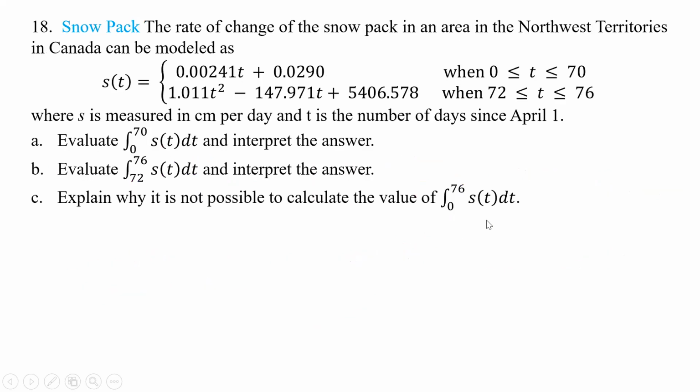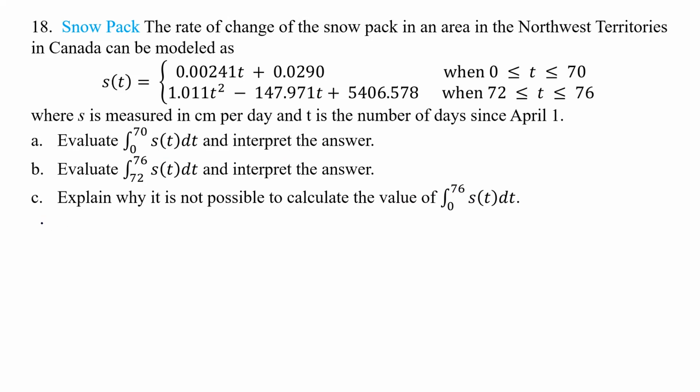All right, snowpack. This one we have a piecewise function. It says the rate of change of the snowpack in an area in the Northwest Territories in Canada can be modeled by this part of the equation when t is between 0 and 70, and the quadratic when it's between 72 and 76. And s is measured in centimeters per day, and t is the number of days since April 1st. So we're supposed to evaluate this and interpret the answer. Then we're supposed to evaluate between 72 and 76 and interpret the answer, and explain why it's not possible to calculate the integral from 0 to 76 of s of t.